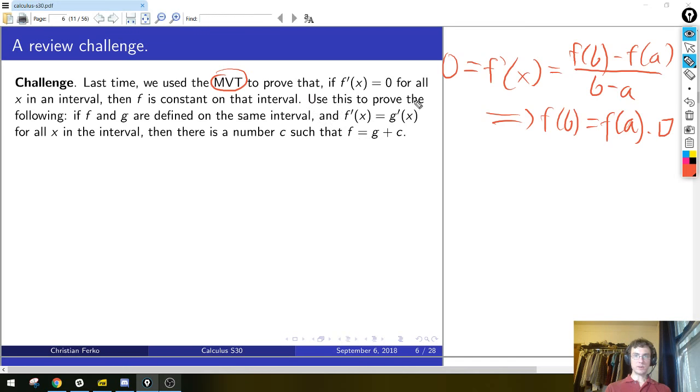Okay, so can you use this result? We don't have to repeat the proof. If you're clever, you can just use this result with a slight modification to prove this new thing. Here's the thing we want to prove now.